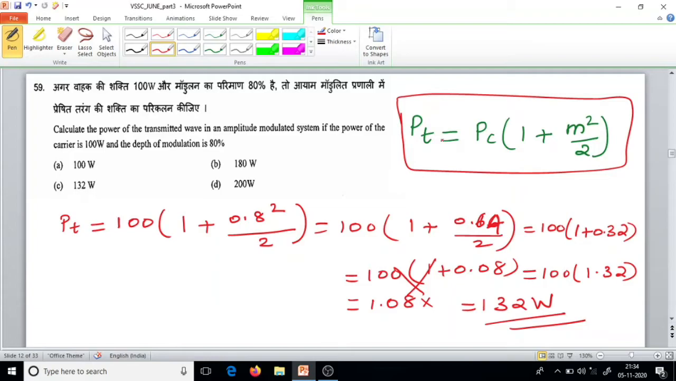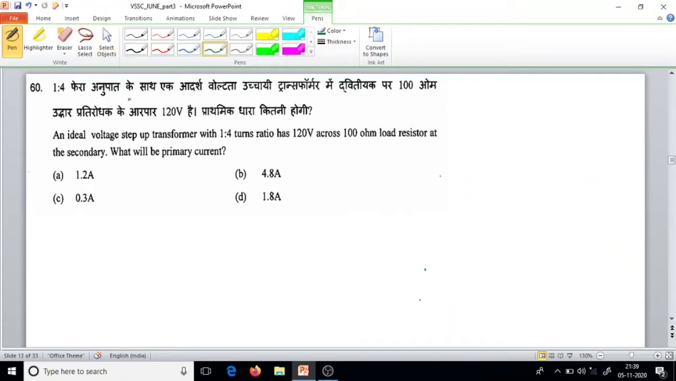So be careful with this equation. Total power equals carrier power multiplied by 1 plus m square by 2, where m is the modulation depth. Okay, now question number 60. An ideal voltage step-up transformer with a 1:4 ratio has 120 volt across a 100 ohm load resistor at the secondary. What will be the primary current?